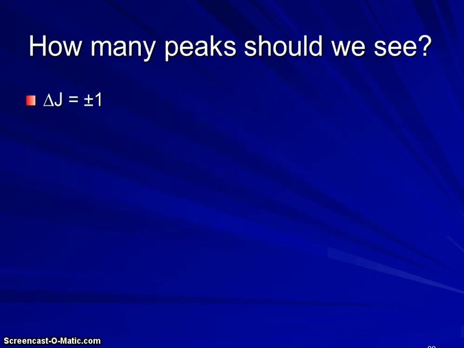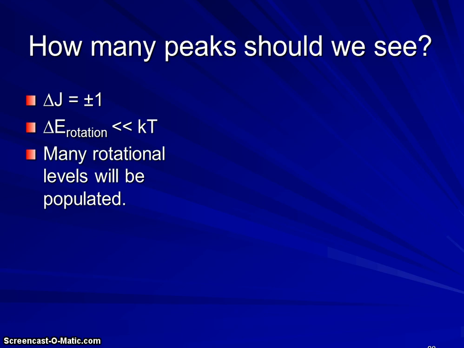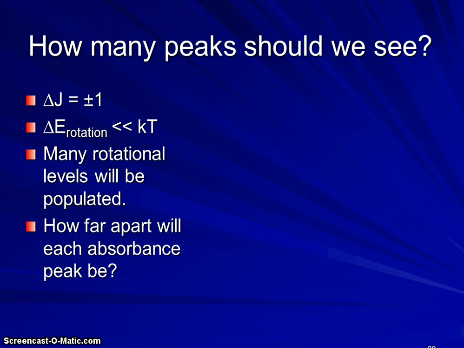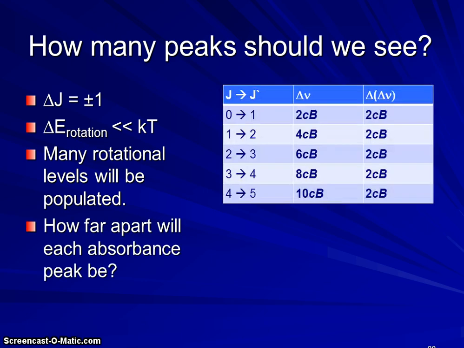In the meantime, if we're looking at a rotational spectrum, how many peaks should we see? Delta J has to be plus or minus 1. But the energy of rotation is far less than kT. So this isn't like vibrational spectroscopy when almost all the molecules are at the energy level of zero. Many rotational levels are going to be populated. And the question is, how far apart will each of those peaks be in our spectrum?